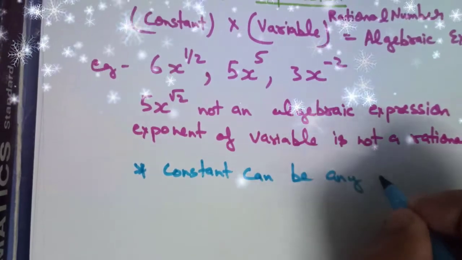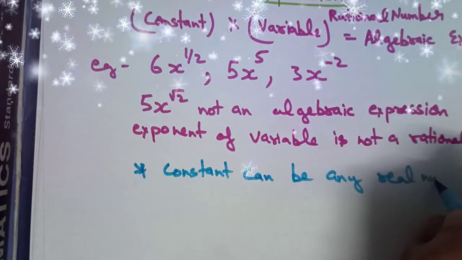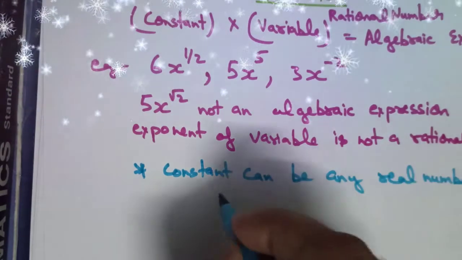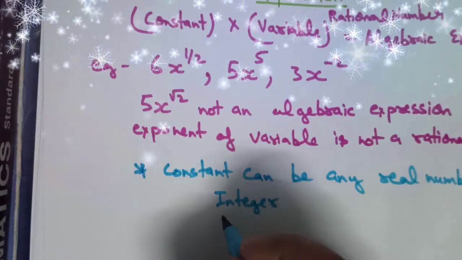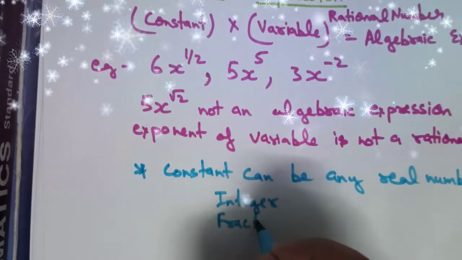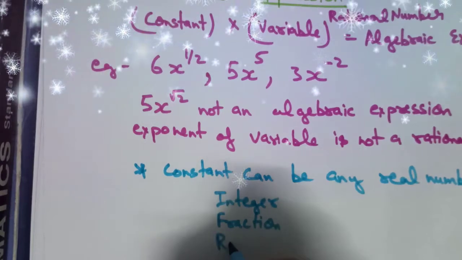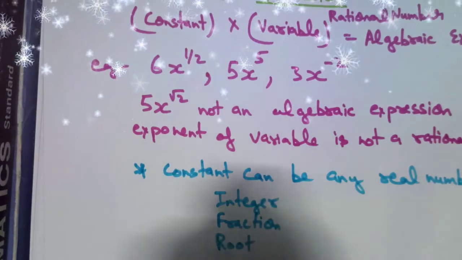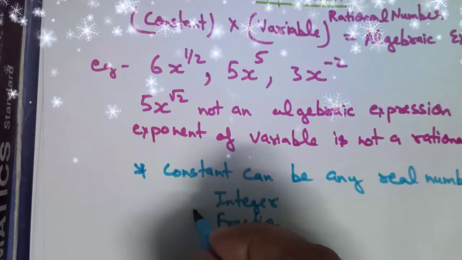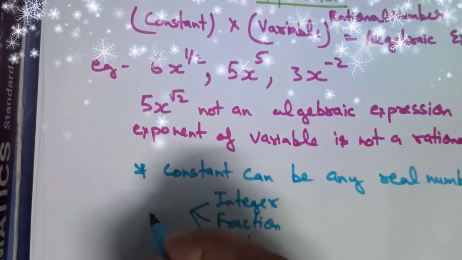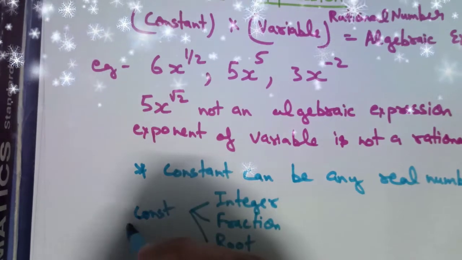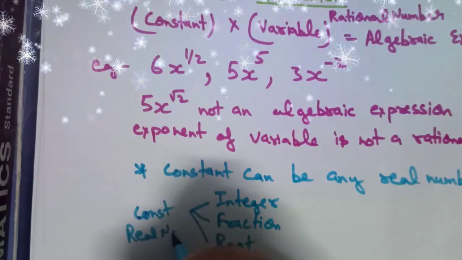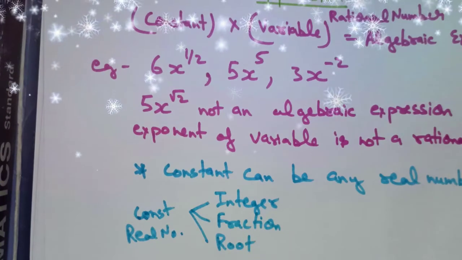Any real number means it can be an integer, it can be a fraction, it can be any root, cube root, square root, any root. So these are different kinds of constants, because I've told you the constant can be any real number.